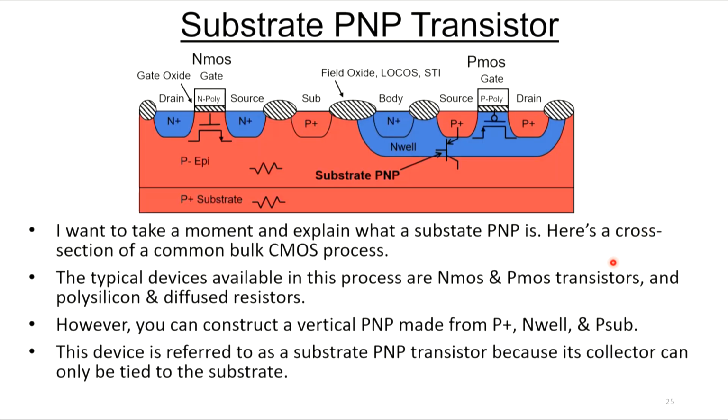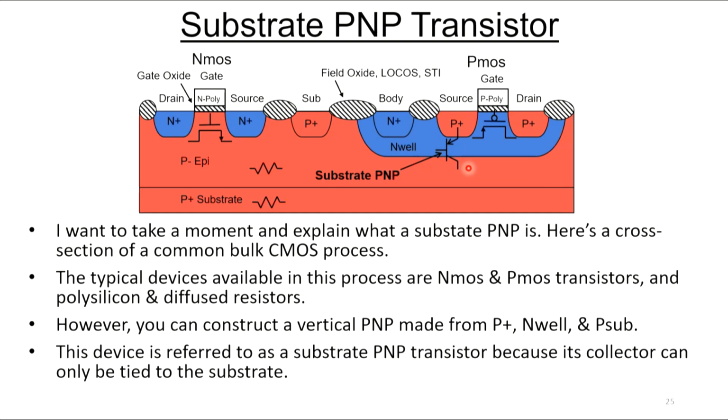So I just want to take this moment and explain it. So here's a cross-section of what a bulk CMOS process would look like. You know, you have your NMOS devices, you have your PMOS devices, and typically that's all you'd get. You'd get PMOS, NMOS, and a bunch of resistors. That's all you'd have here.